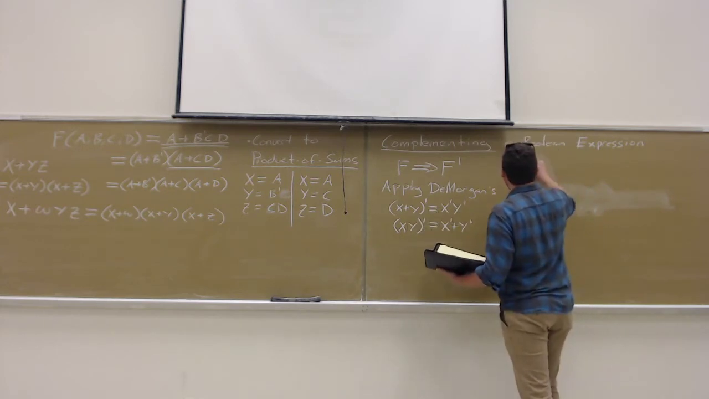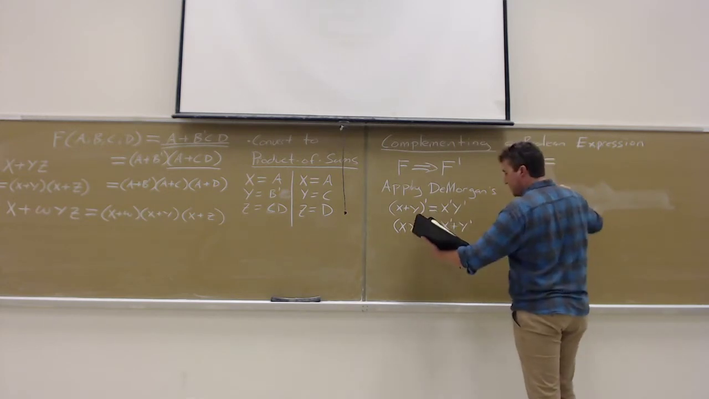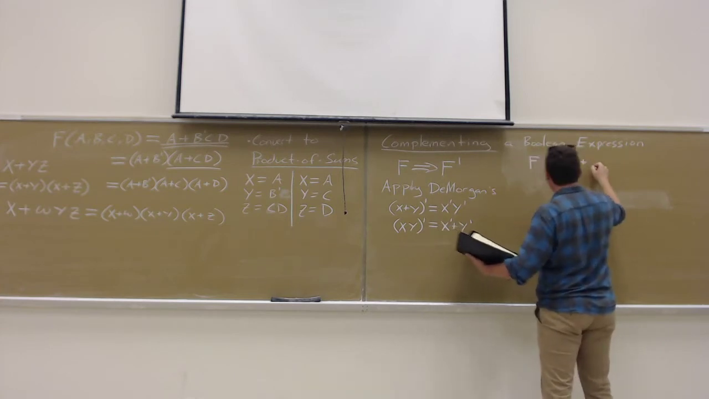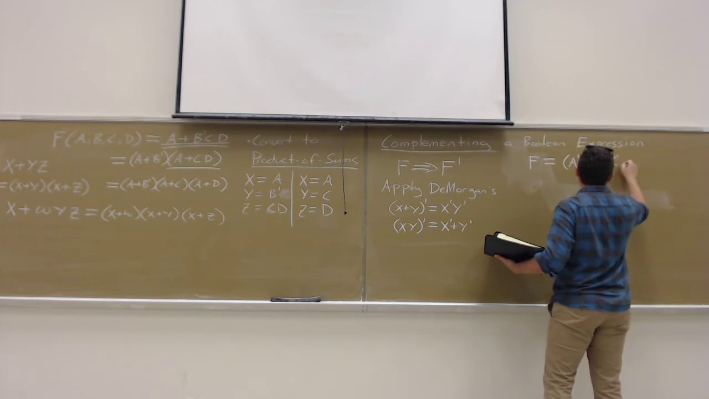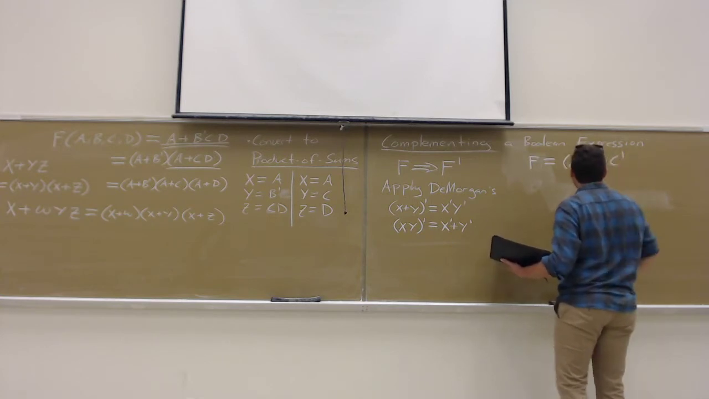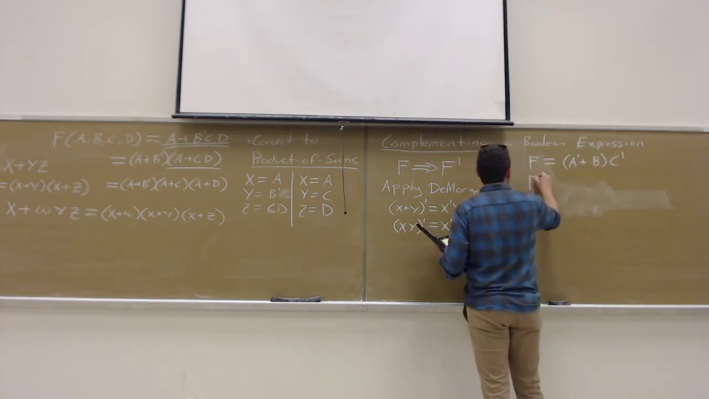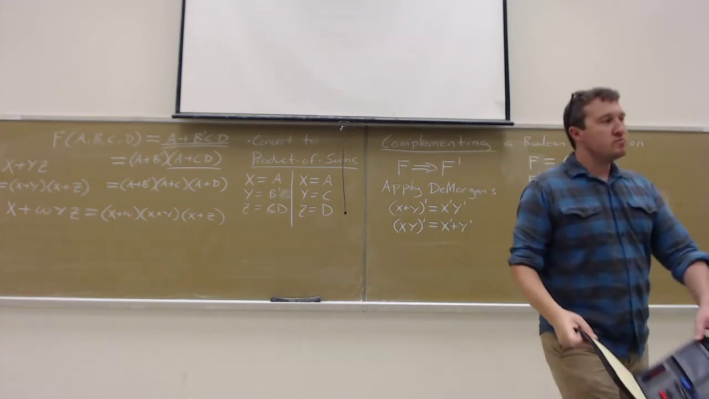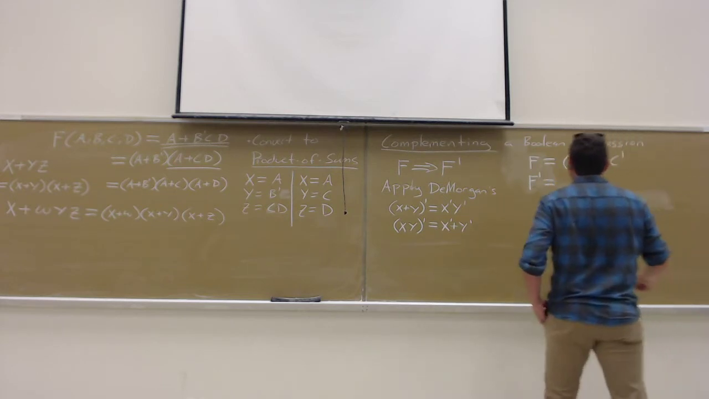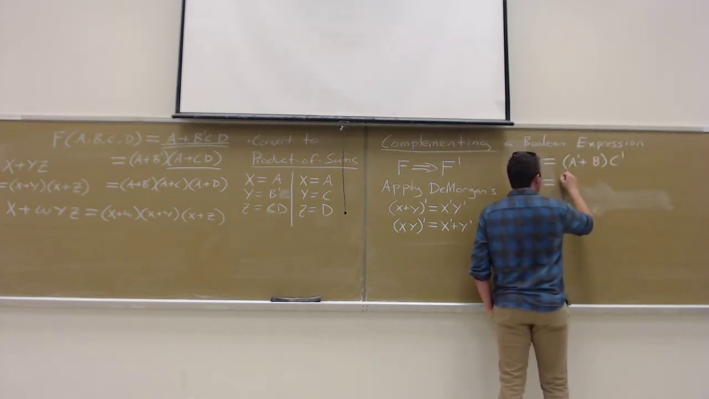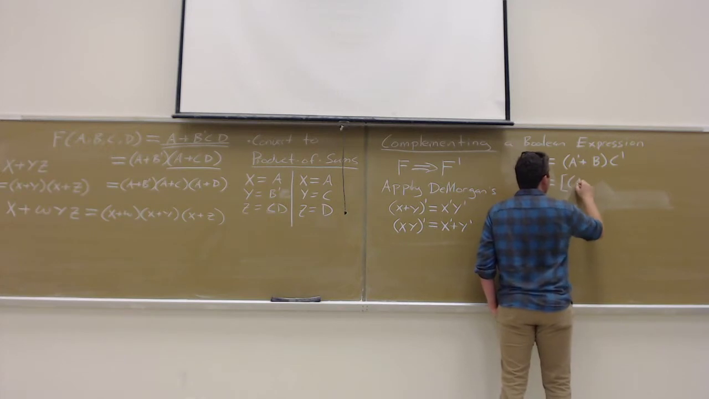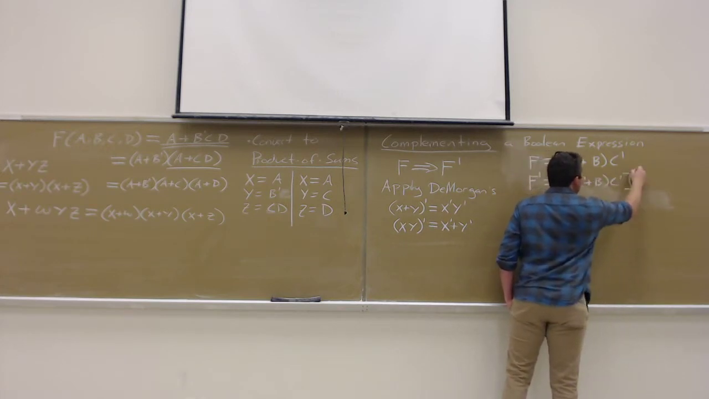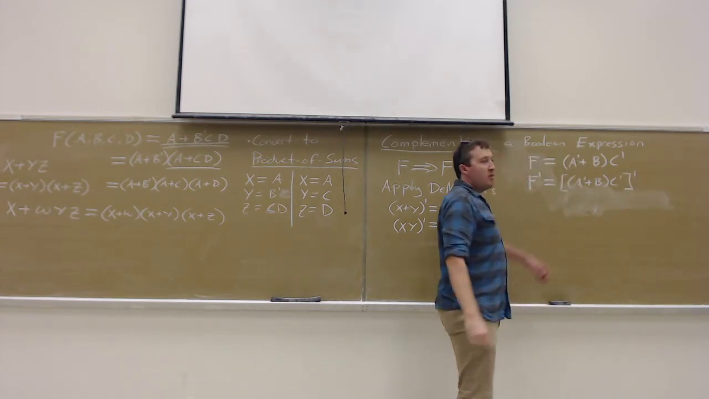All right, so that's De Morgan's theorem. Let's just do an example. Let's say we have f is equal to the quantity a prime or b, and c prime. And we want to find the complement, f prime. The first thing we do is take f and stick it all in brackets and complement it: a naught or b, c prime, all of that prime.